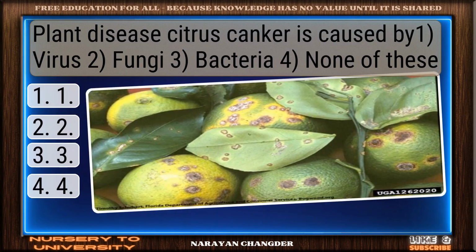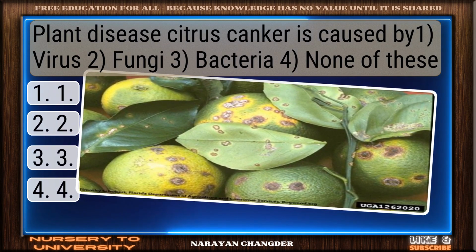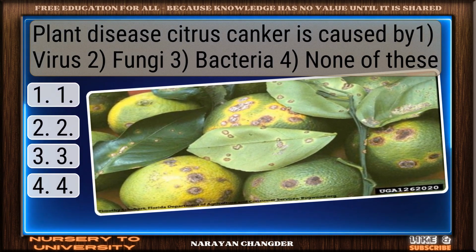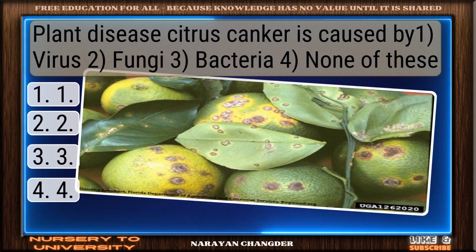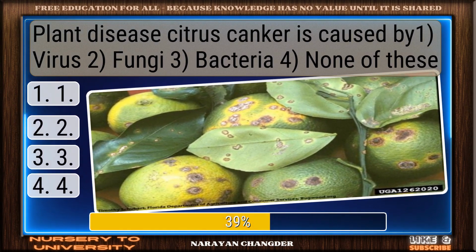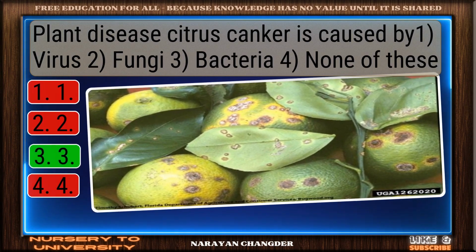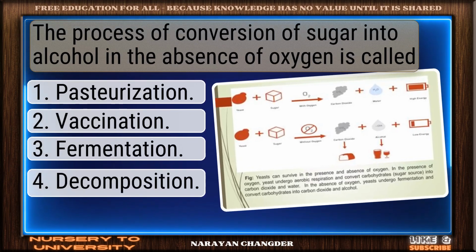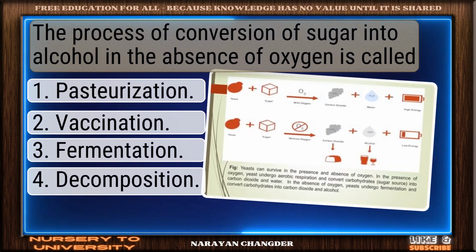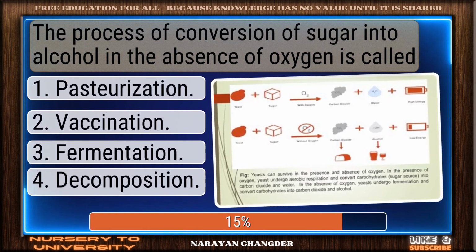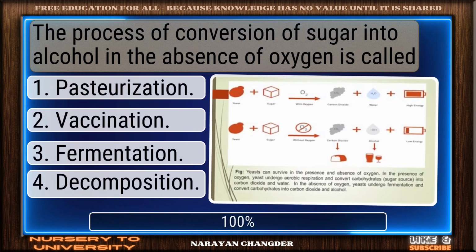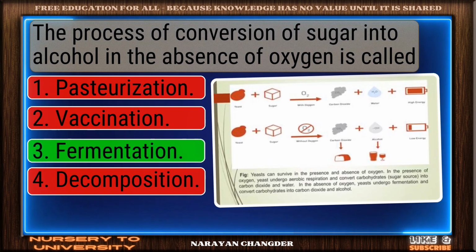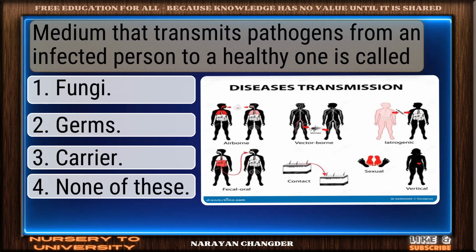Plant disease citrus canker is caused by 1 virus, 2 fungi, 3 bacteria, 4 none of these. Smart pick. 3 is the correct choice. The process of conversion of sugar into alcohol in the absence of oxygen is called dash. Correct. Fermentation is the right answer.